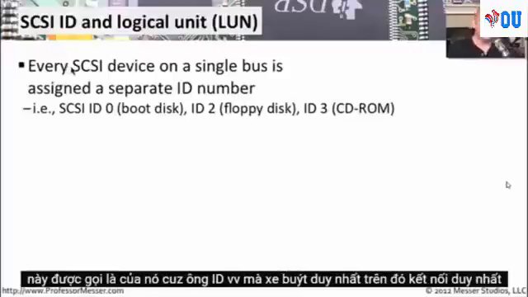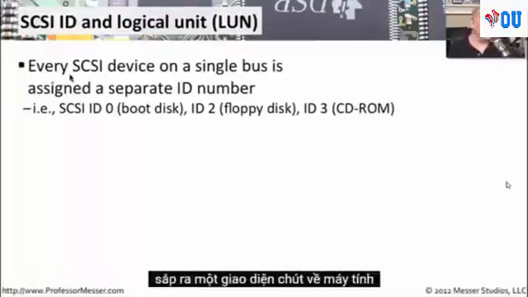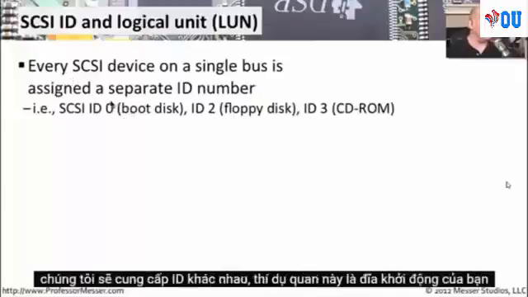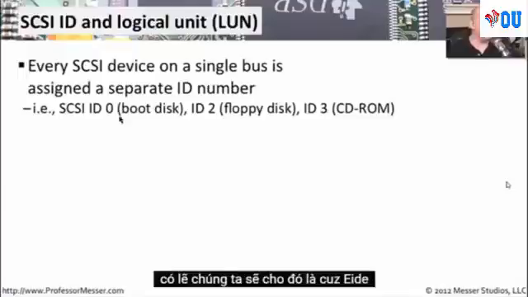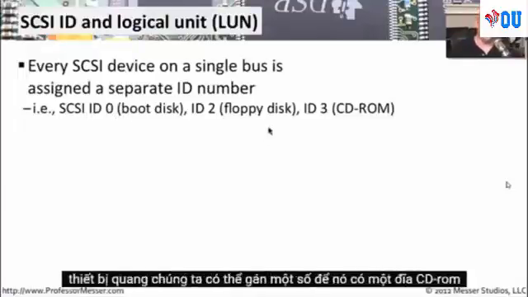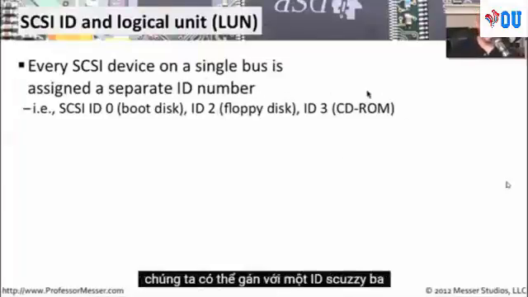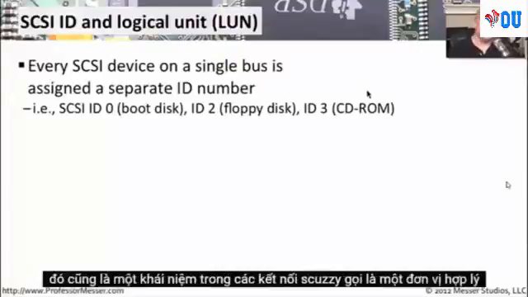This is called a SCSI ID. So on that single bus, on that single connection coming out of an interface of a computer, we would provide different IDs. For instance, if this was your boot disk, maybe we'll give that SCSI ID 0. If there's a floppy disk or a scanner or an optical device, we might assign that a number 2. If there's a CD-ROM, we might assign that with a SCSI ID of 3.